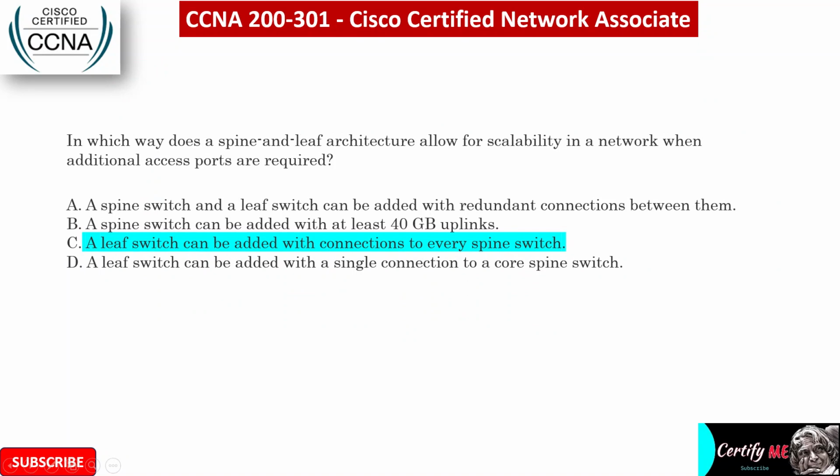In which way does a spine and leaf architecture allow for scalability in a network when additional access ports are required? Option A, a spine switch and a leaf switch can be added with redundant connections between them. Option B, a spine switch can be added with at least 40 GB uplinks. Option C, a leaf switch can be added with connections to every spine switch. Option D, a leaf switch can be added with a single connection to a core spine switch. Option C is the correct answer.